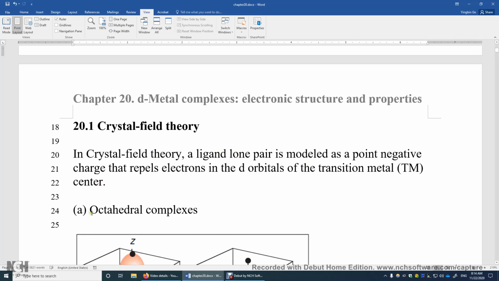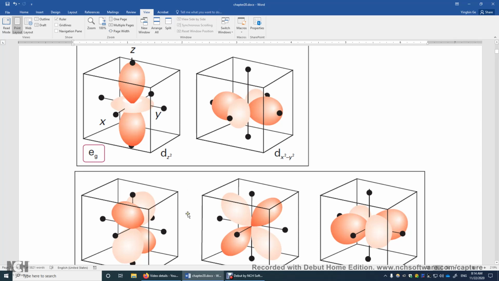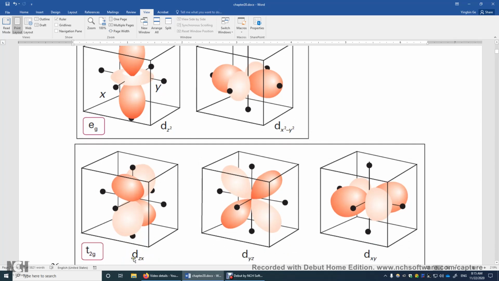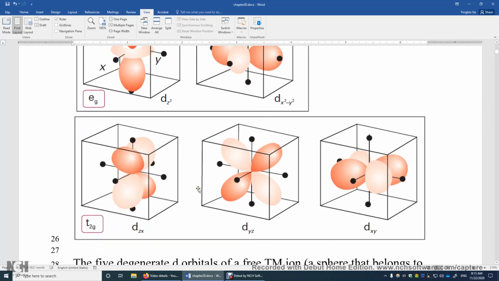Now let's look at A, octahedral complexes. So first, I want you to look at these five different d orbitals: dz squared, dx squared minus y squared, dzx or dxz, dyz, and dxy. So first, let's look at these two shapes. This dz squared is pointing in the z direction, up and down. Dx squared minus y squared, you can see, there are four lobes, two in the x direction and two along the y direction. What about dxz or dzx?